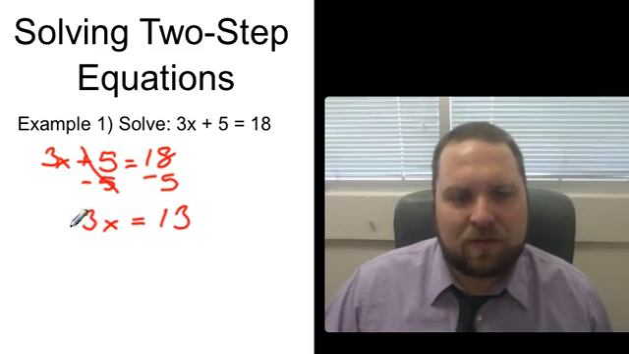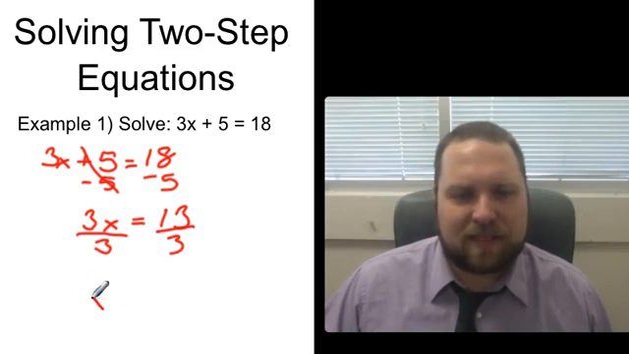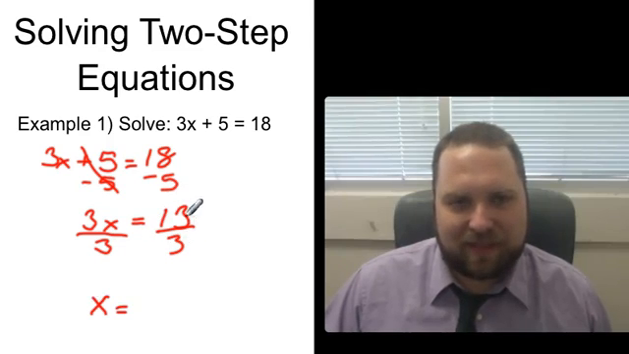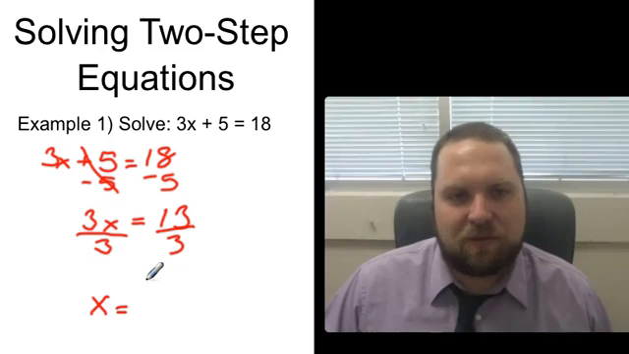And then, when I look at this, I have a 3 in front of the x. That means we're going to be multiplying. So to undo multiplying, I divide. And when I do this, I'm going to get an answer that is not even. That is okay. There are two ways for you to write this.